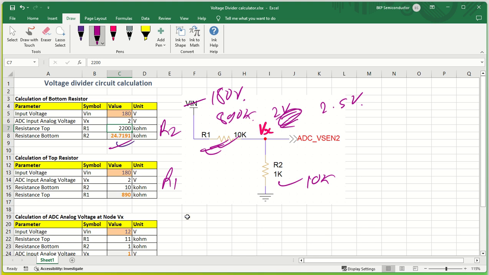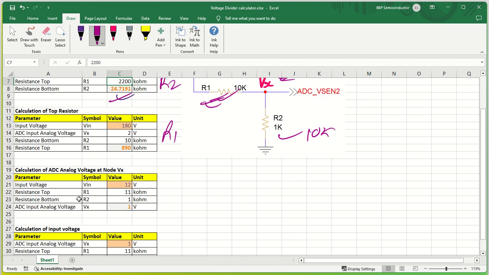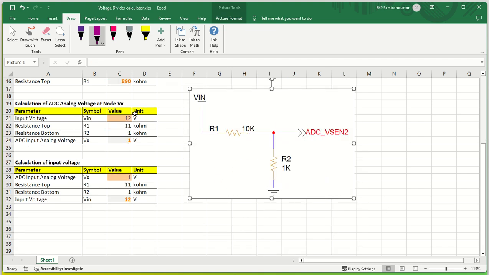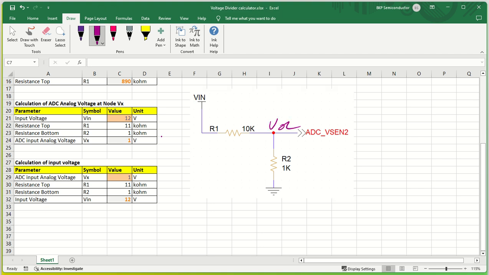Okay, now let us calculate, if you know R1, R2 and V input, what will be the Vx. So that is this. Let us say we know already what will be the value of Vx that is to be calculated. So input voltage is 12 volt, R1 and R2 are 11 kilo ohm and 1 kilo ohm, so Vx is 1 volt. Let us say you change it to 5 volt and R1 and R2 are 11 and 1 only, then Vx will become 4.41 volt.